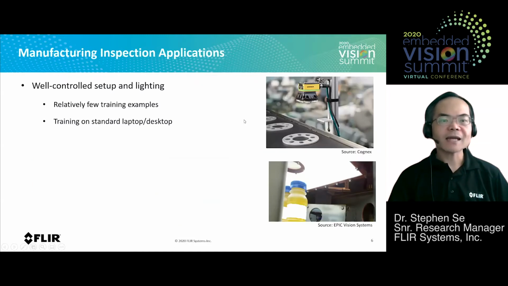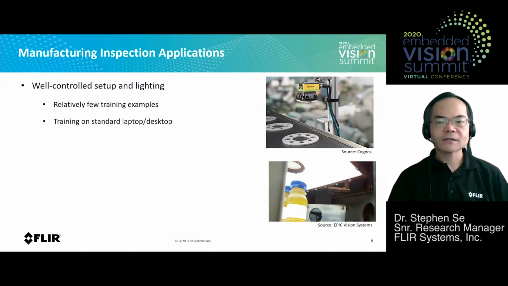Deep learning is highly suitable for manufacturing inspection applications where the setup and lighting are well controlled and do not change much over time. Some setups are shown here where the object is in a predictable location and is not affected by ambient lighting. As a result, relatively few training examples are needed, such as tens or hundreds of images. And the training can be done on a standard laptop or desktop within minutes or hours.